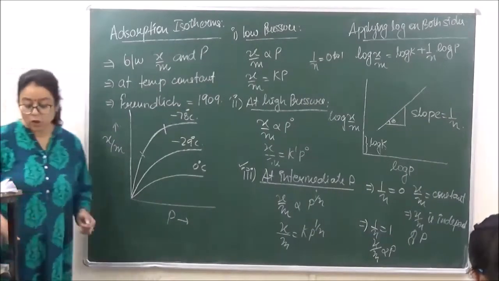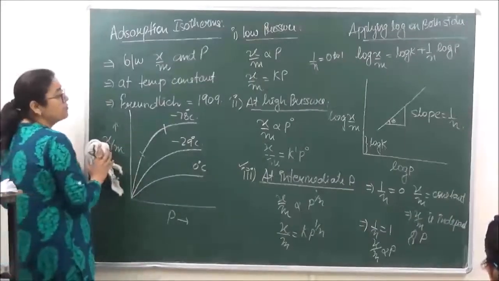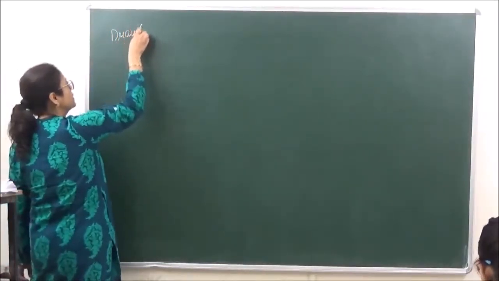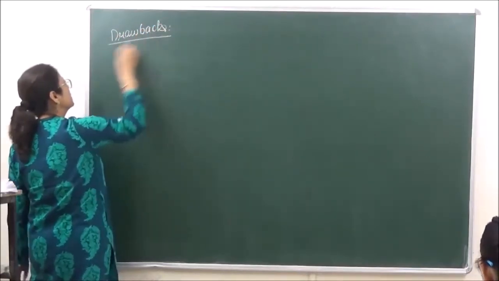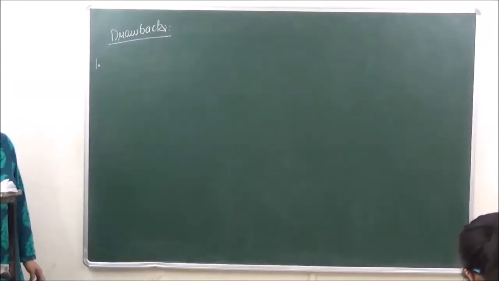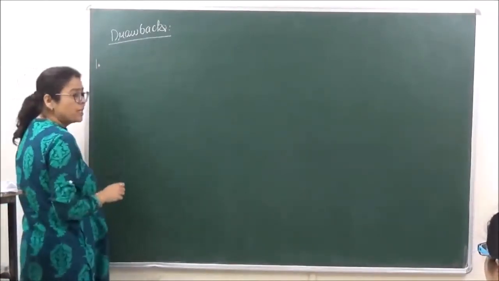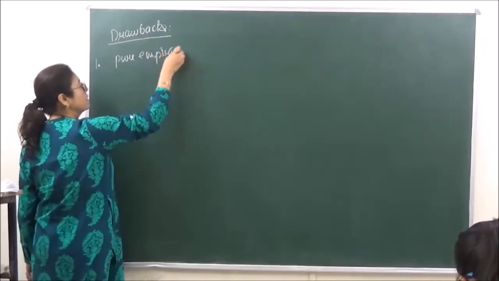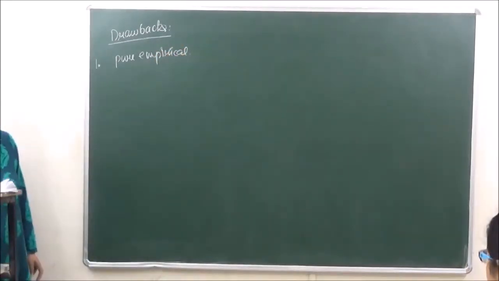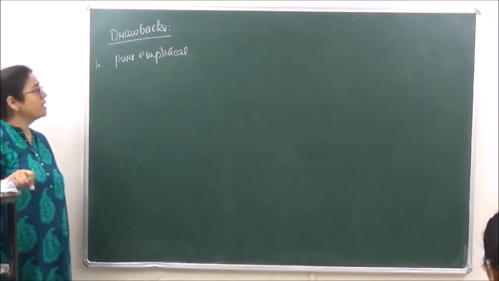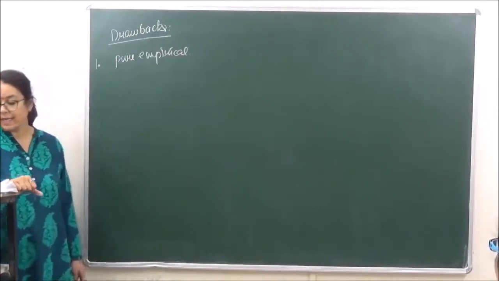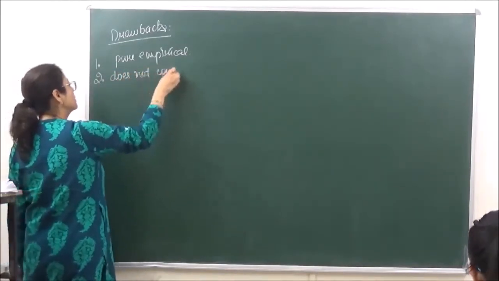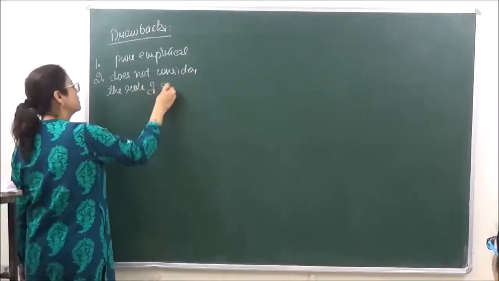Now what are the drawbacks of this graph which we have done over here? What are the drawbacks of the Freundlich adsorption isotherm? Number 1, the first drawback is that the Freundlich adsorption isotherm is purely empirical, which means it has a totally numeric value and does not give us any theoretical concept about it. Then second, it does not consider the role of surface area.